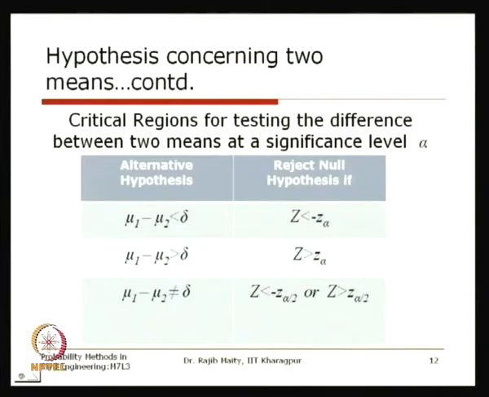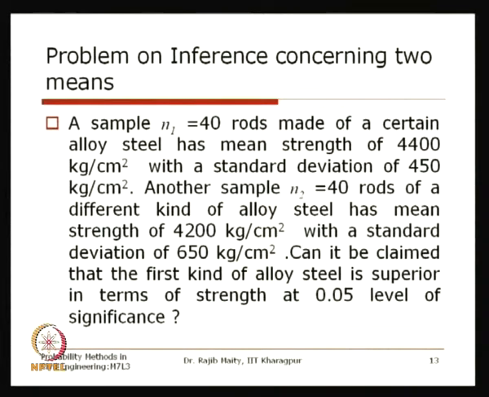So far, as this is a large sample, this will follow a standard normal distribution, and the critical regions are the same. These are the different alternative hypotheses: this case shows whether mu1 is less than mu2, this one shows whether mu1 is greater than mu2, and this is a two-sided test, whether mu1 is not equal to mu2. So these are the same critical regions that we discussed earlier for the single sample mean a few slides before.